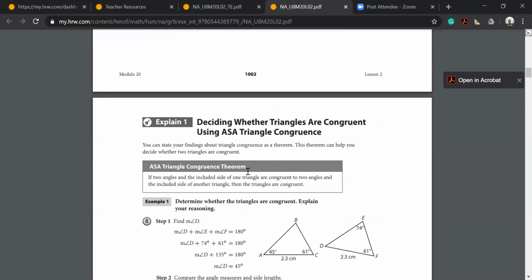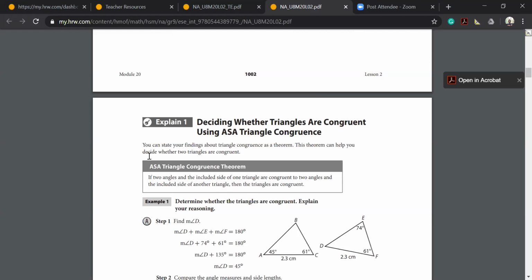ASA triangle congruence theorem: if two angles and the included side of one triangle are congruent to two angles and the included side of another triangle, then the two triangles are congruent. So this is the ASA triangle theorem.